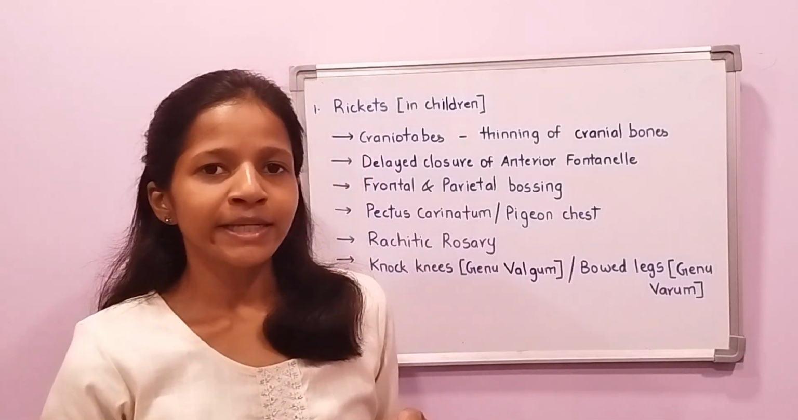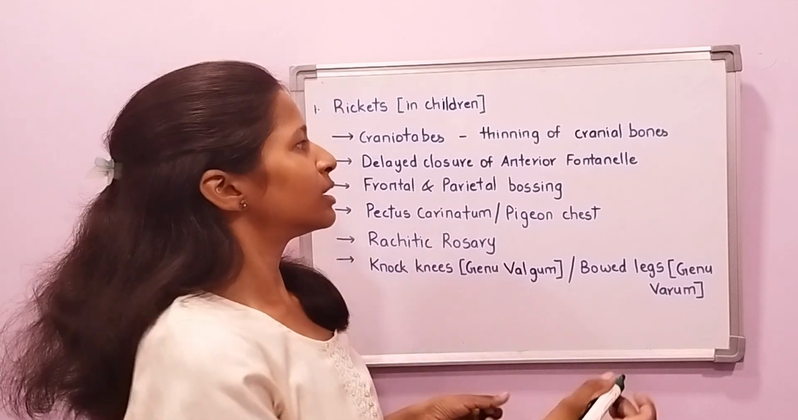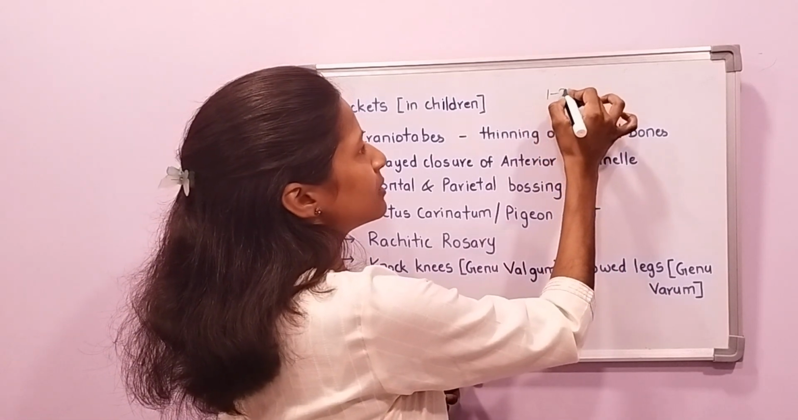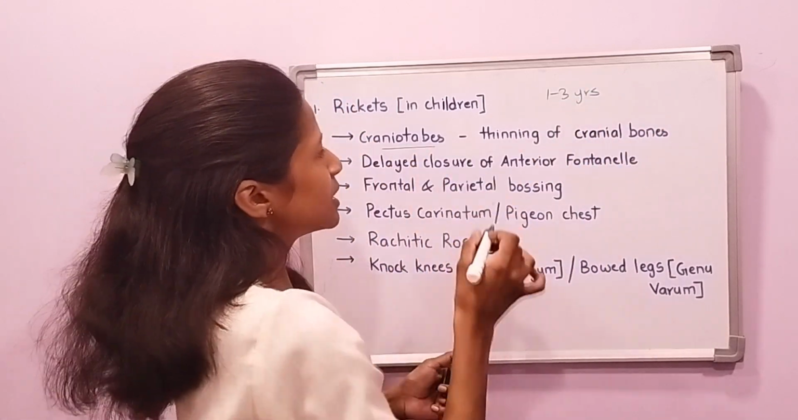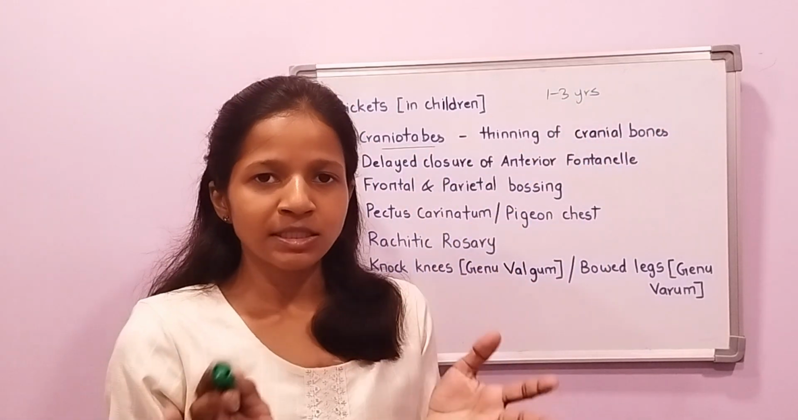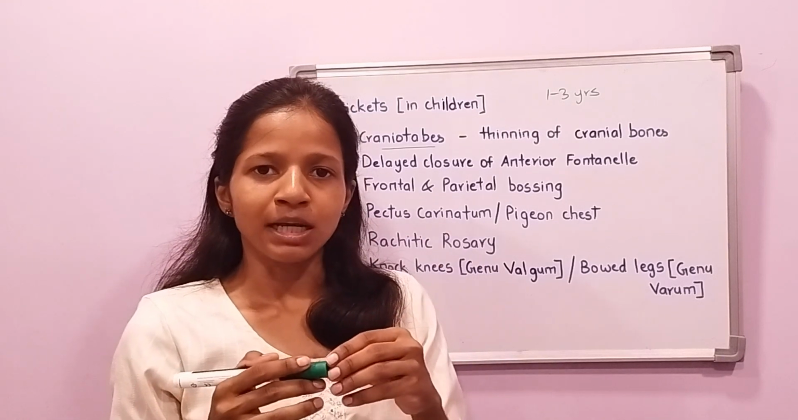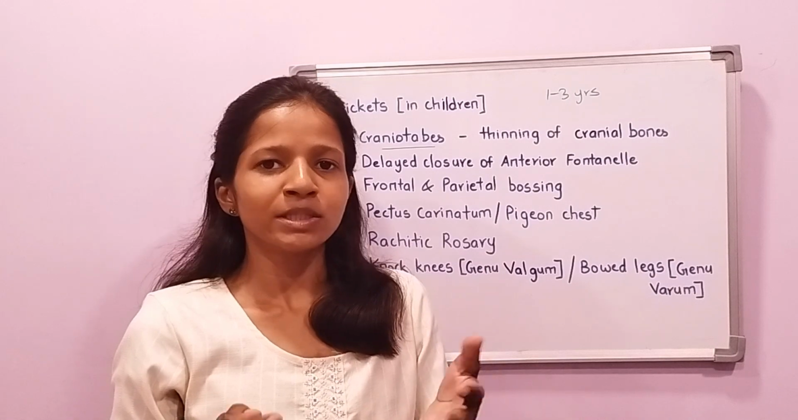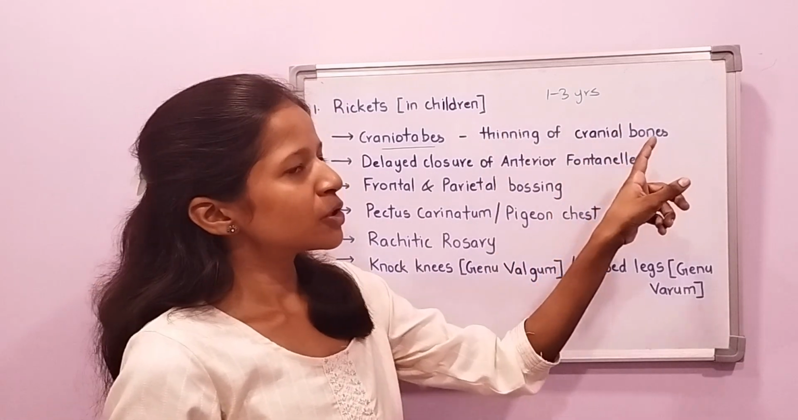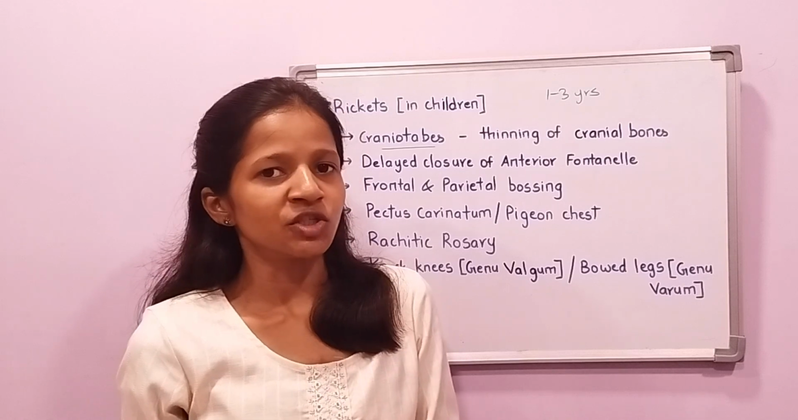Rickets is the softening and weakening of the bones in children, and it is the most severe in children between the ages of 1 and 3 years. The earliest sign is craniotabes, which is the thinning and wasting of the cranial bones. So when pressure is applied on the child's skull, it can slightly indent like a ping pong ball, and then it can pop back to its normal structure. All these are because of reduced mineralization of the bone due to vitamin D deficiency.